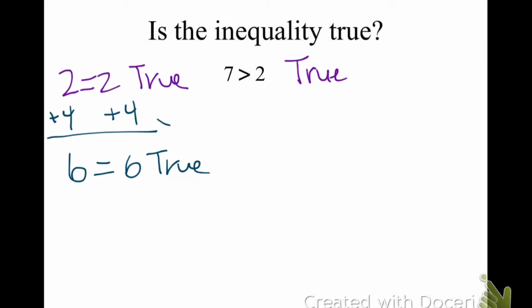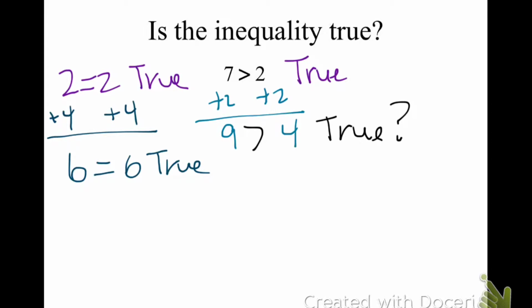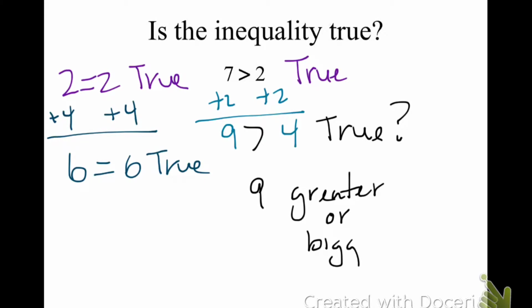Now the same exact idea applies to inequalities. If I were to add 2 to this side of the inequality and add 2 to that side, 2 plus 2 is 4, 7 plus 2 is 9, and we bring down our inequality. Now I ask you, is this a true statement? Let's see. Is 9 greater or bigger than 4? That's a question. Is it? Yes, it is. That means that this is a true statement.